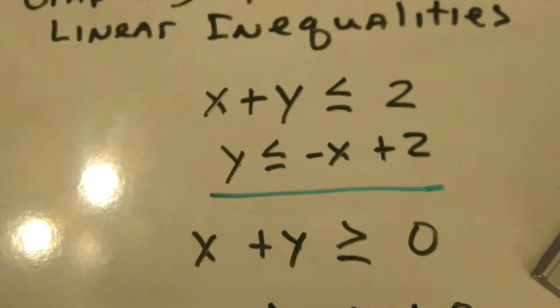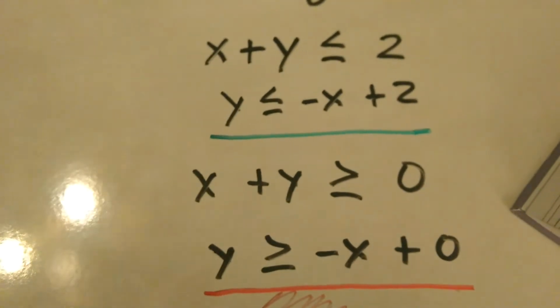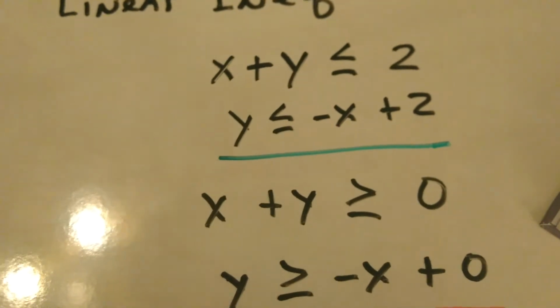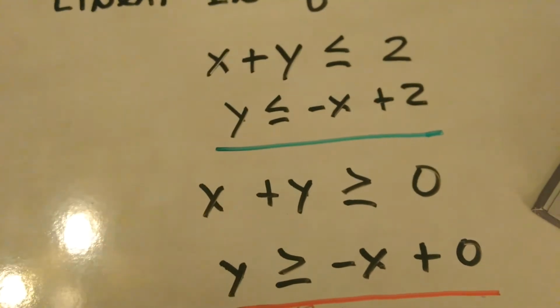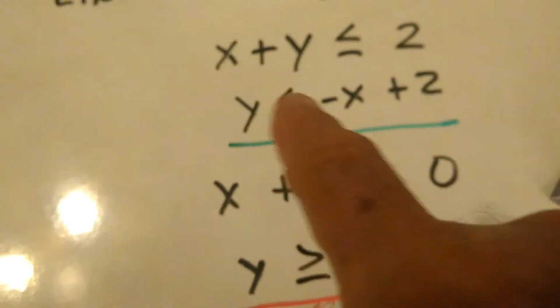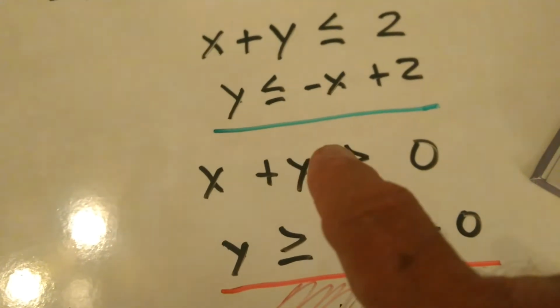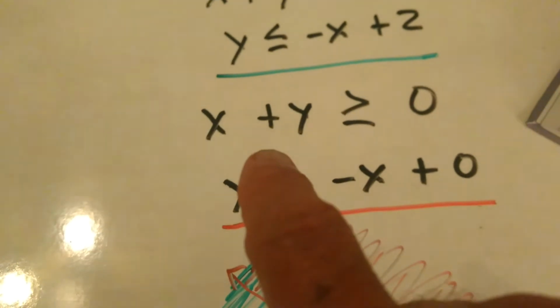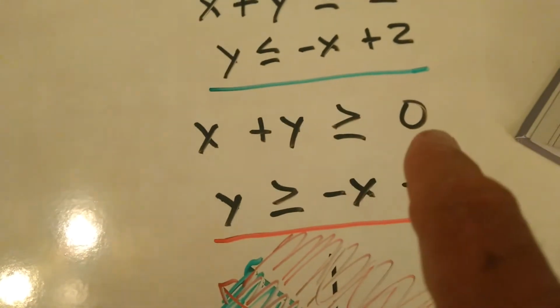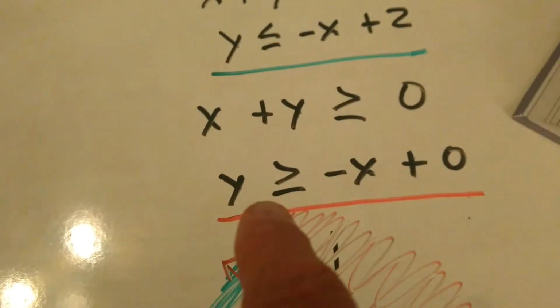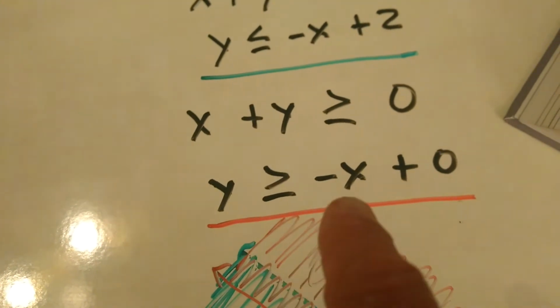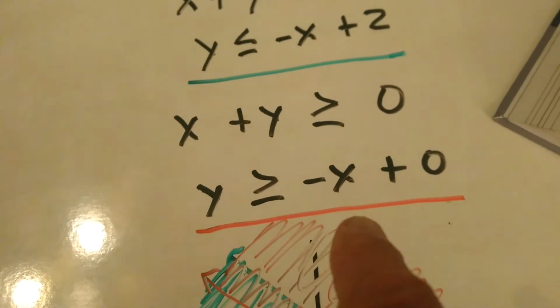Another system of inequalities that we have here is x plus y less than or equal to 2, which I subtracted the x over and got y is less than or equal to negative x plus 2. I'm shading it in green. I have x plus y greater than or equal to 0, which I subtract the x over, and I got y is greater than or equal to negative x plus 0, in red.